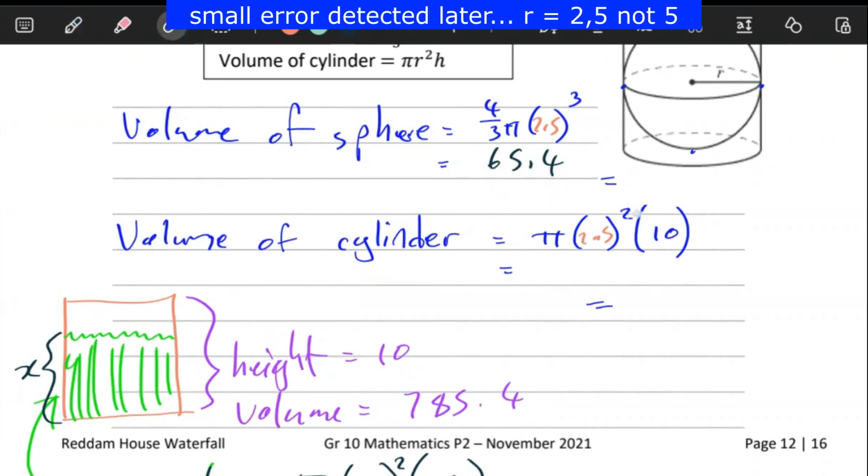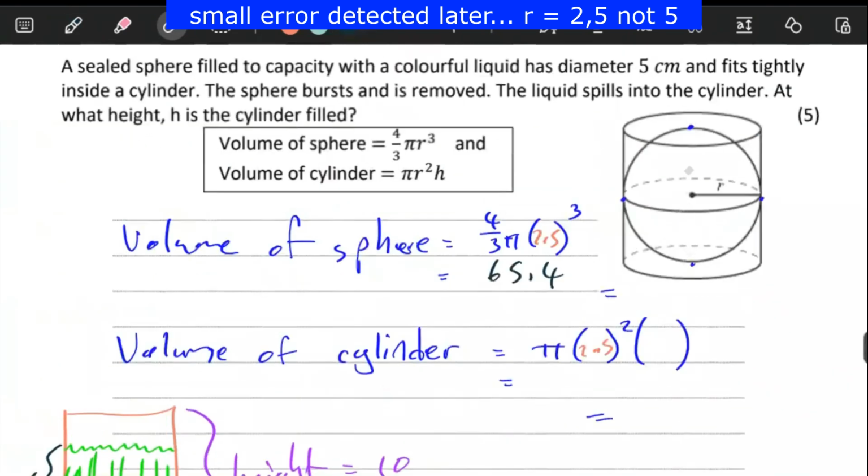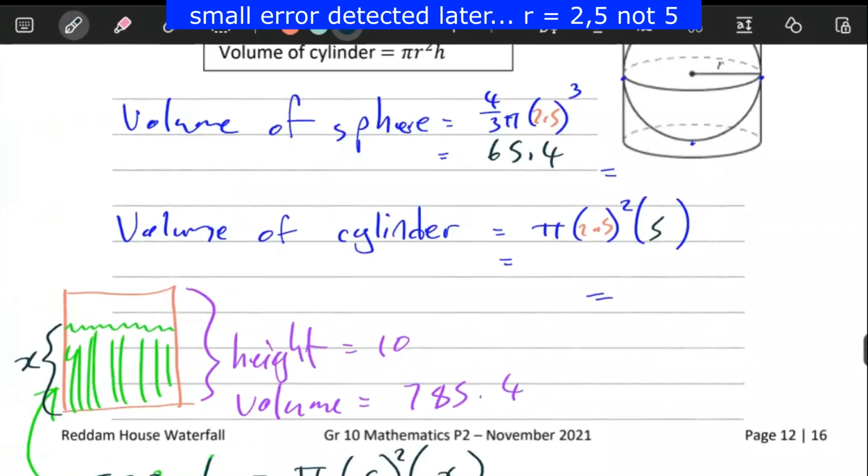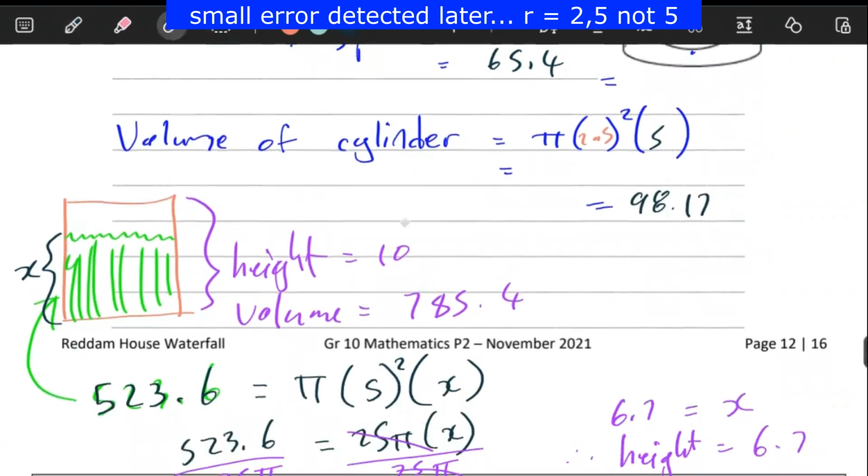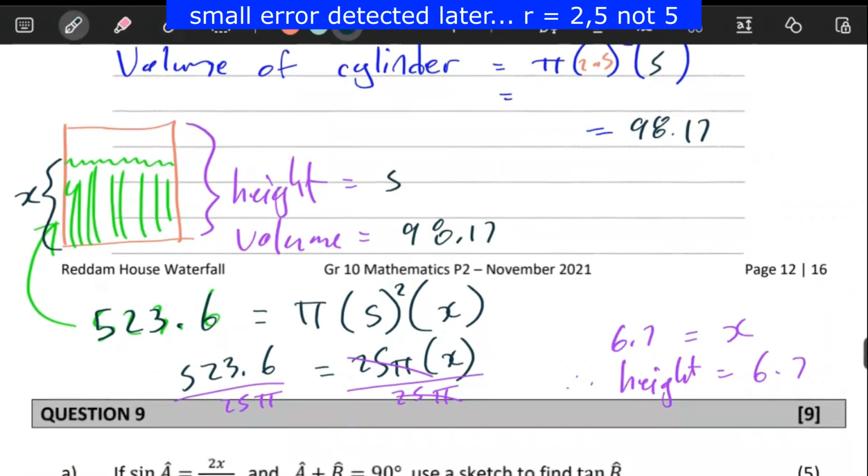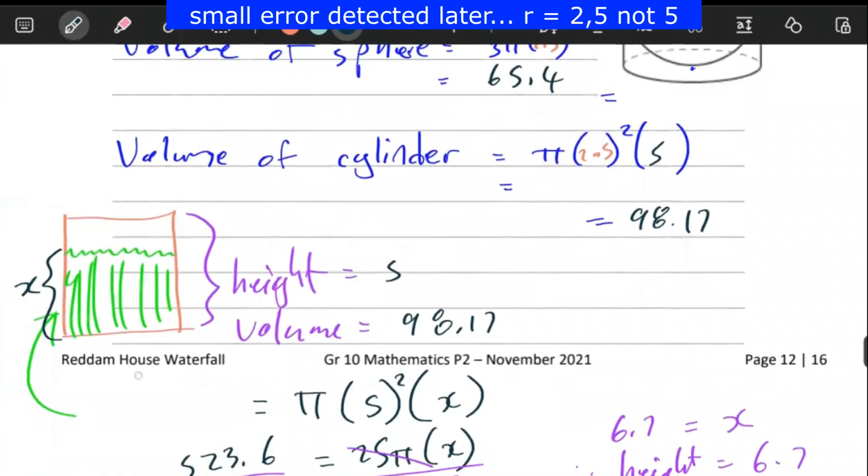Because if the diameter is 5, it means that the height is also automatically a 5. So let's see, this one is going to be 98.17. So just for the visual aspect, this whole thing here would be 98.17. The height would have been a 5. So here we know that the volume here is just the 65.4.